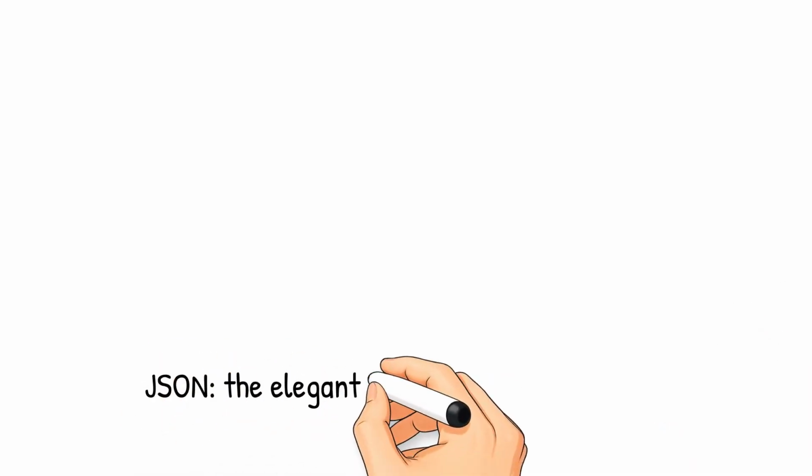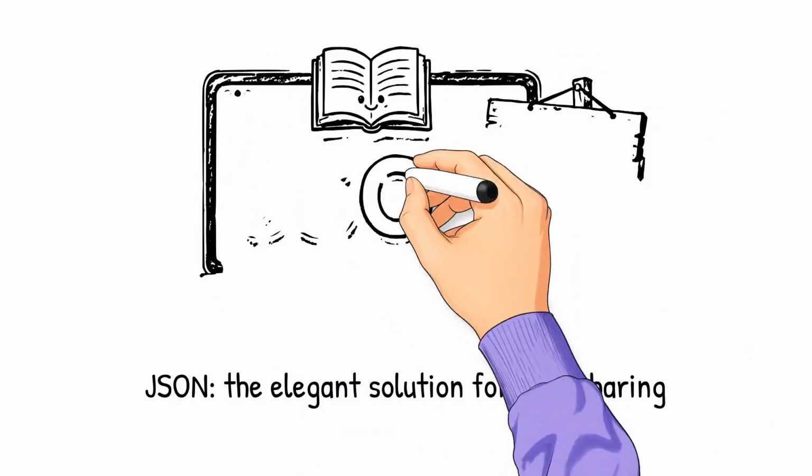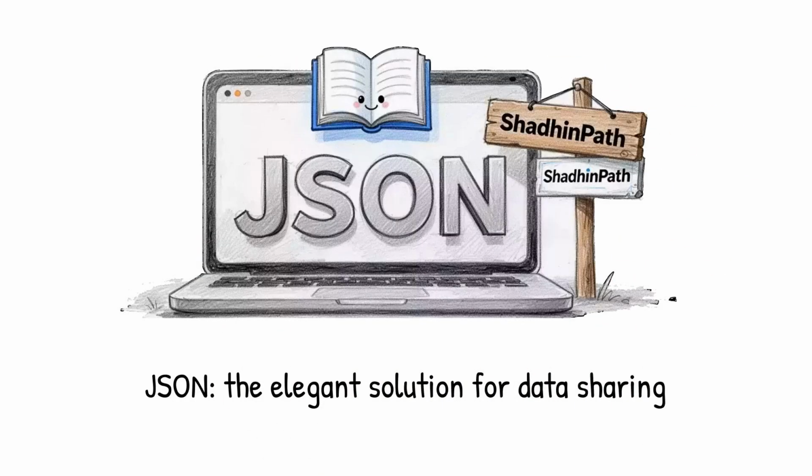The answer is one simple, elegant format. It's called JSON, and by the end of this video, you'll be able to read it like plain English.